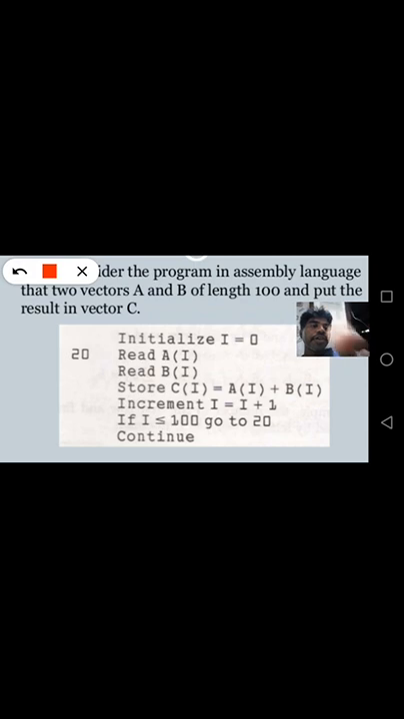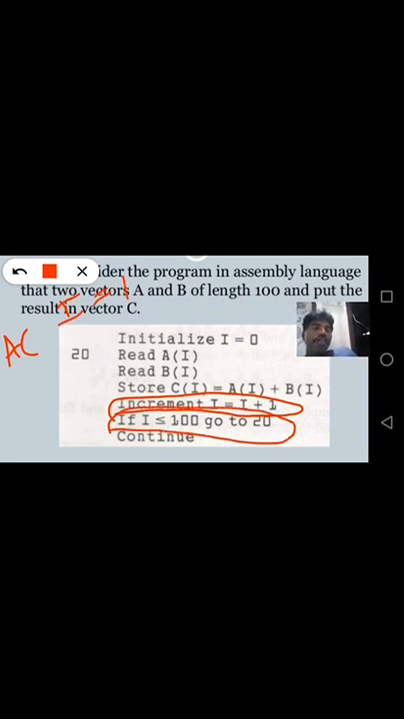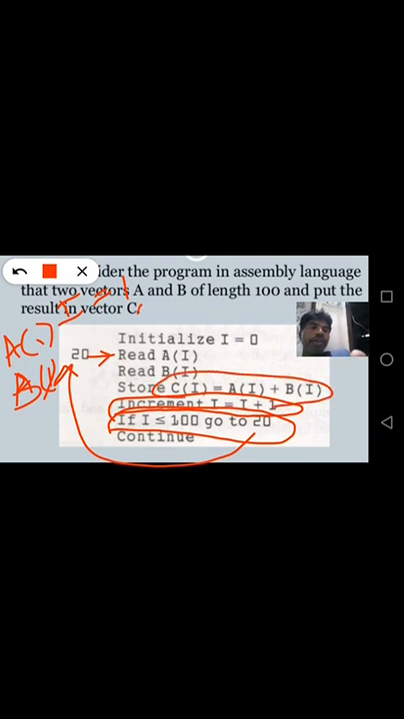Now increment I to the next element. Now I points to 1. Test if I value is less than 100. If I value is less than 100, go to 20. In 20, again you read a of 1 and b of 1. Similarly, perform the addition and increment I value to 2, and see whether 2 is less than or equal to 100. Then again go back and repeat this process until I value becomes 100.